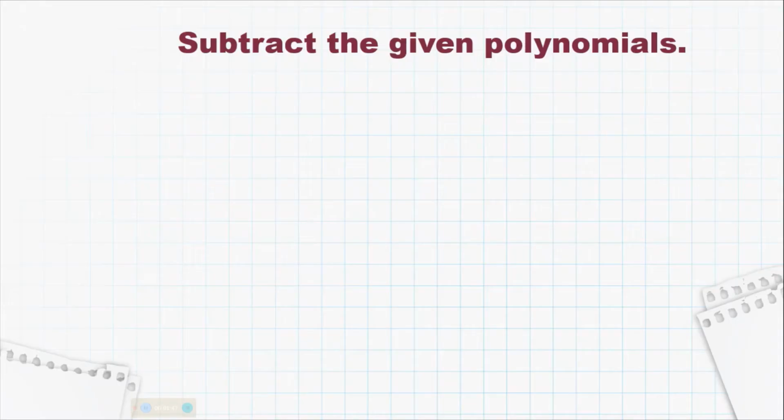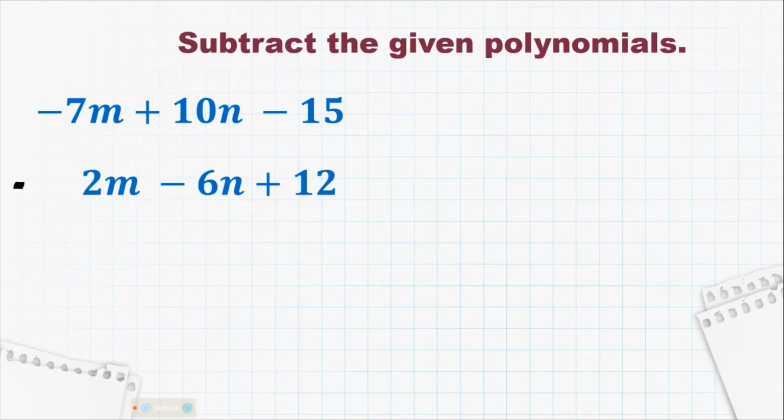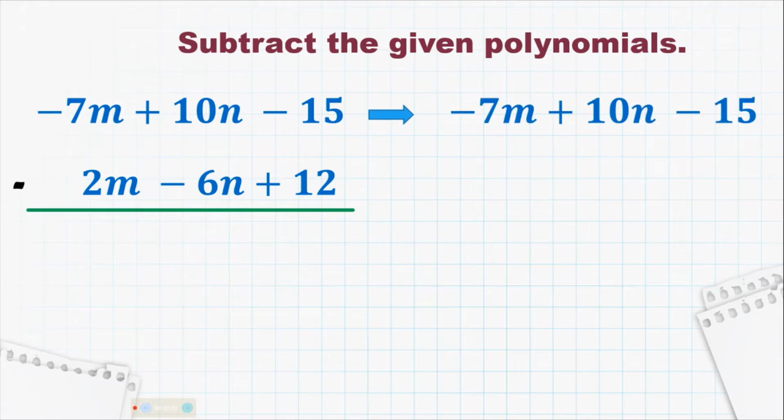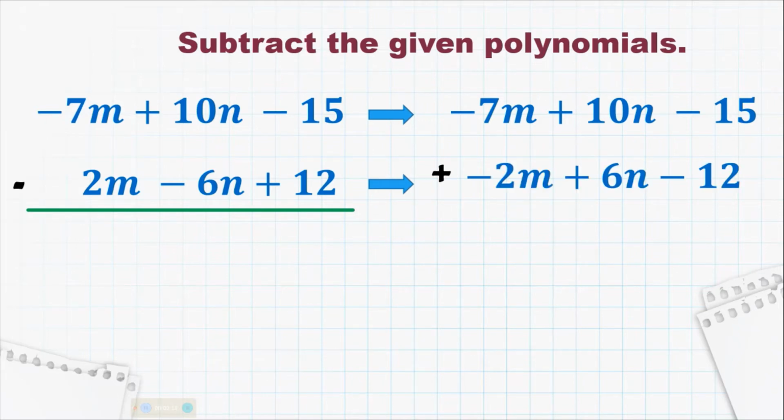Next po, example, negative 7m plus 10n minus 15 minus 2m, negative 6n, positive 12. Change, yung unahan, which is the minuend, keep natin siya. So, same lang siya. And then, yung minus, gagawin natin plus. And then, yung positive 2m, magiging negative. Then, negative 6n, gagawin natin positive. So, katulad niyan, change lahat ng sign ng every term ng subtrahend.